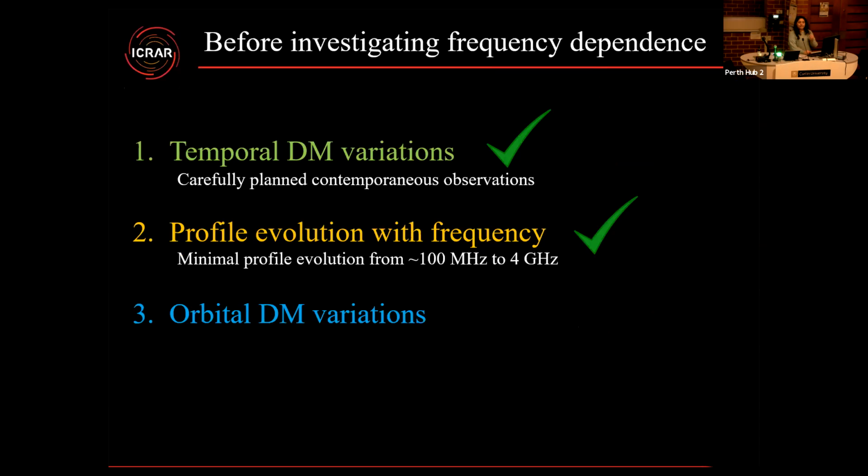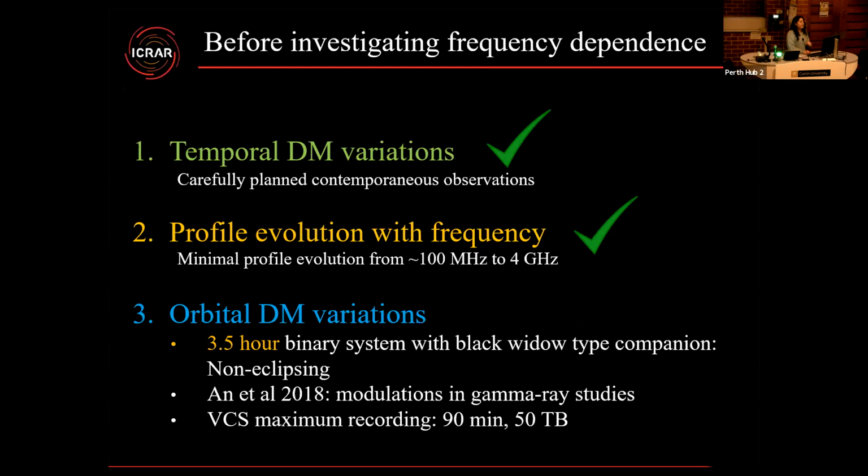Next is orbital DM variations. Most of the millisecond pulsars are in a binary. So sometimes the binary system forms an eclipse, or sometimes the companion's wind interacts with the pulsar signal. That can give rise to an excess, some addition to the DM measurements. So this J2241 is also in a 3.5-hour binary with a low-mass companion. But it was very important for us to measure whether there are any DM variations over the orbit, so that we can completely understand the frequency dependence of DM.